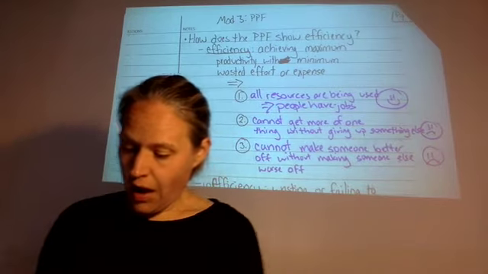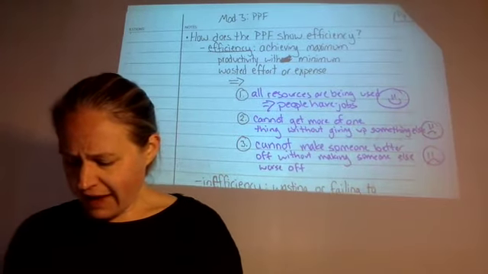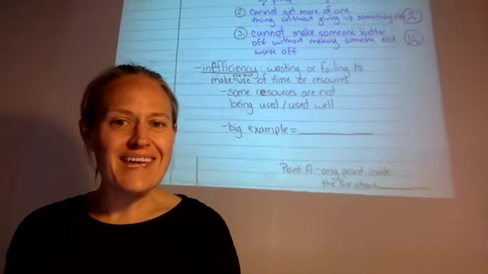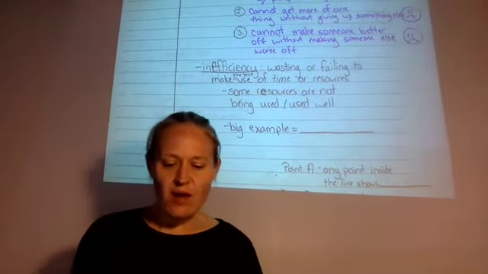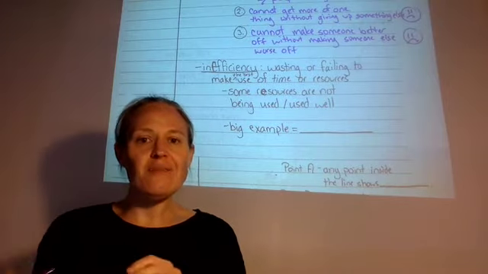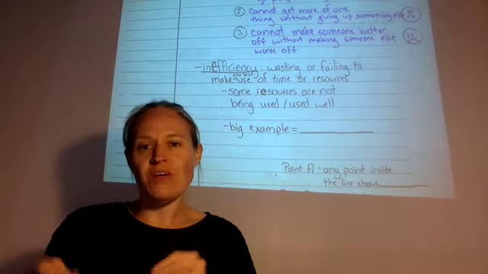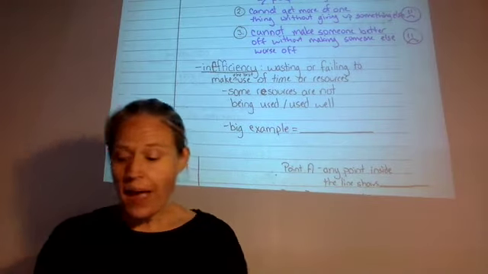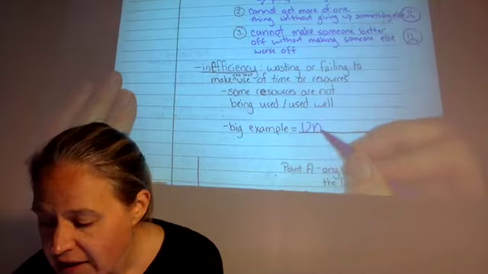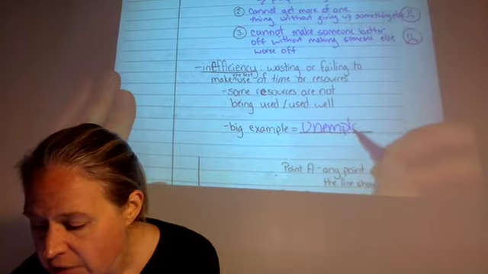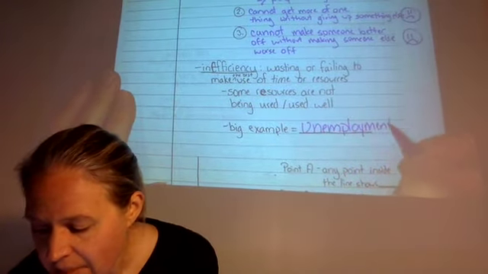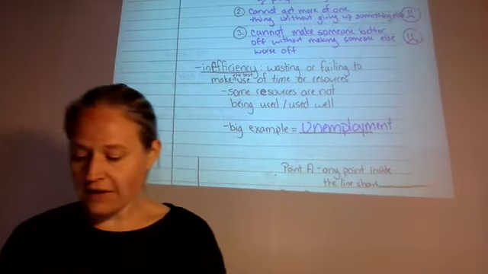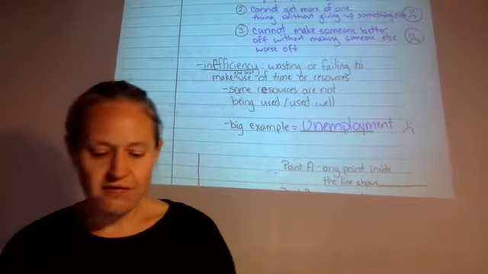All right, so the PPF shows us efficiency, but it also shows us inefficiency, which means wasting or failing to make the best use of time or resources. It means that some resources are not being used or used well. A big example of inefficiency is unemployment. That means that people who want jobs don't have jobs. Definitely a sad face there.